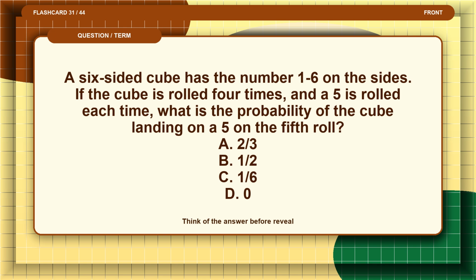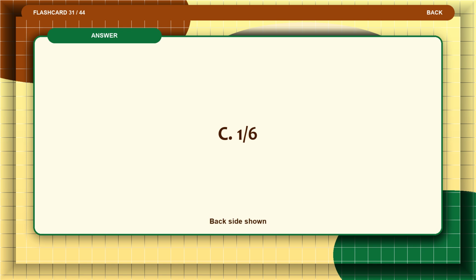Flashcard 31. A 6-sided cube has the numbers 1-6 on the sides. If the cube is rolled 4 times and a 5 is rolled each time, what is the probability of the cube landing on a 5 on the 5th roll? A. 2/3, B. 1/2, C. 1/6, D. 0. Think of the answer before the reveal. The answer is C. 1/6.